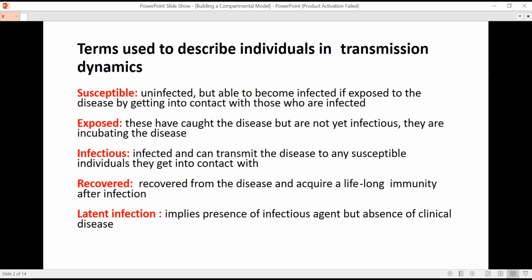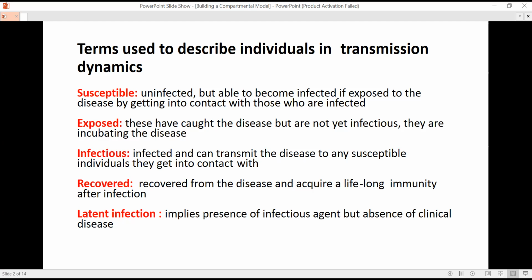And that is why the dS/dt has had negative beta SI and not negative beta SE, because the E at this state cannot transmit the disease, and therefore cannot lead to someone leaving the S to the E compartment, but rather the I is the person who can actually make the susceptible individual leave the S compartment. We have the recovered from the disease who acquire a long life immunity after infection.